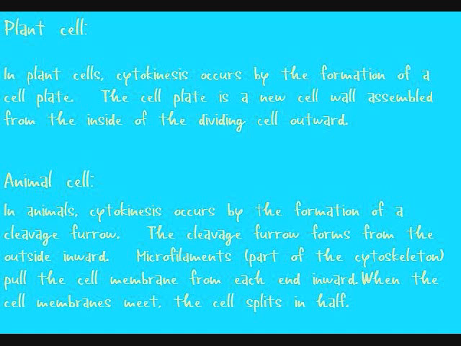Plant cell. In plant cells, cytokinesis occurs by the formation of a cell plate. The cell plate is a new cell wall assembled from the inside of the dividing cell outward. Animal cell. In animals, cytokinesis occurs by the formation of a cleavage furrow. The cleavage furrow forms from the outside inward. Microfilaments pull the cell membrane from each end inward. When the cell membranes meet, the cell splits in half.